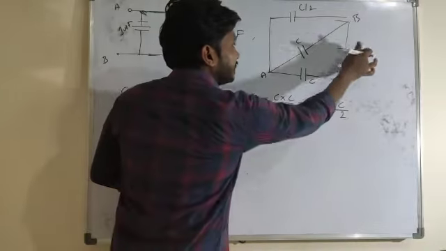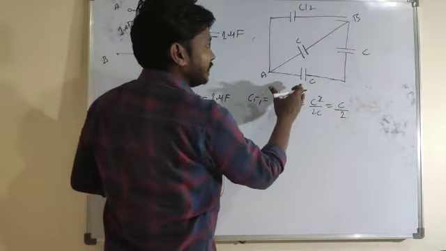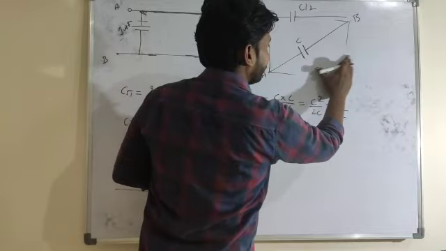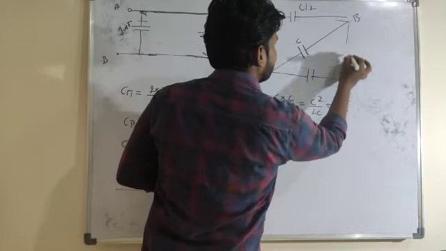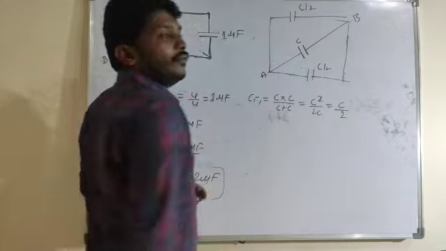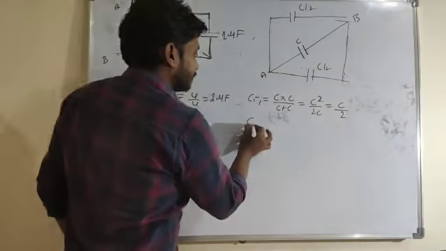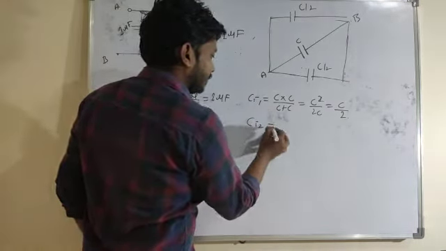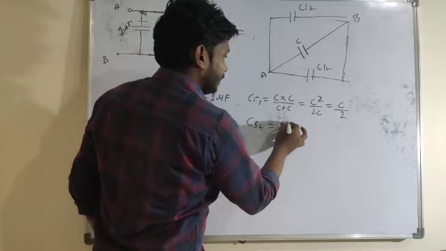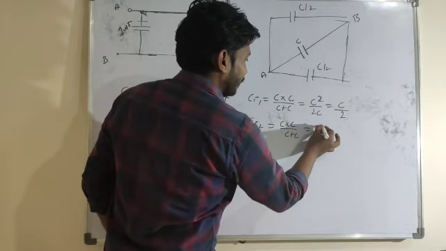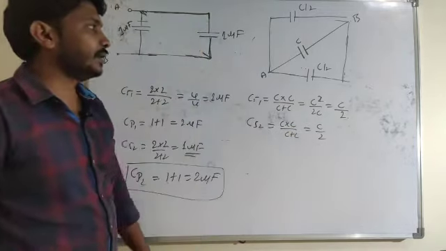Similarly, between these two capacitors, C and C, there also exists a series combination. I will take a single capacitance. Here also the value will be C by 2. So C of S1 is equal to C by 2. Similarly, C of S2 is also equal to C by 2 here.